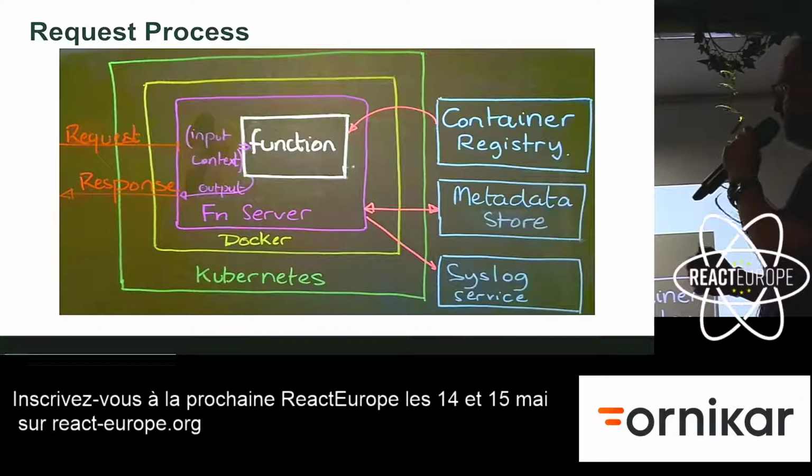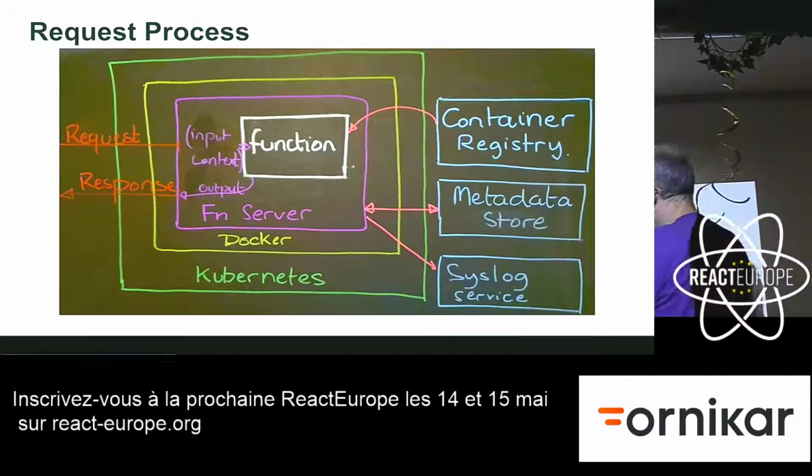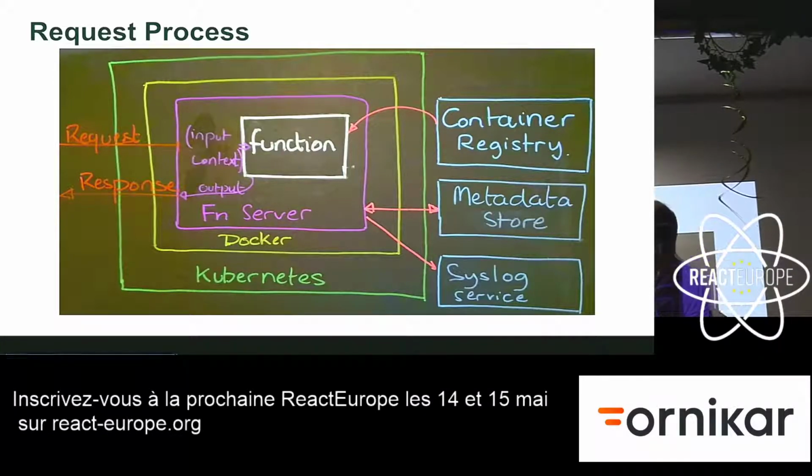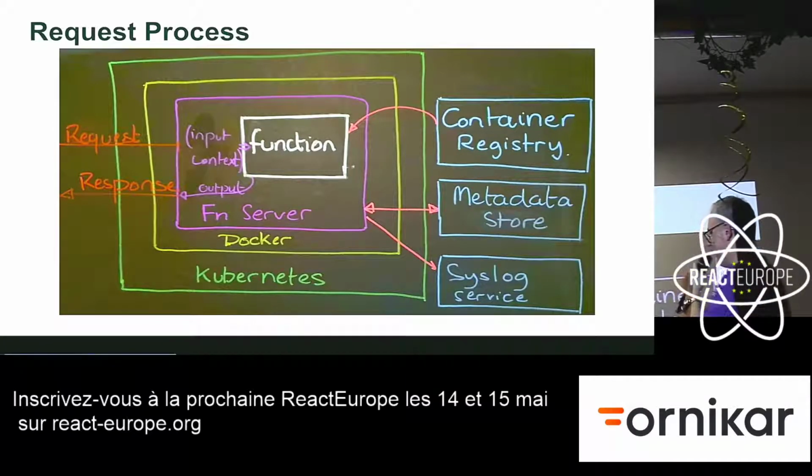So when we get a request, it comes in, hits the FN server, and the FN server will say, well, for this function, do I have a running container? And is it available to do work? And if the answer is yes, then it just gives the input and the context to that. If it isn't, it will spin a new one up, and if necessary, it will go and get one from the container registry. It'll execute it, send the output back to the caller, and do any updates to the metadata store, and write any logs to syslog.